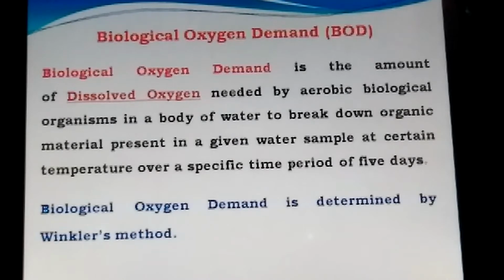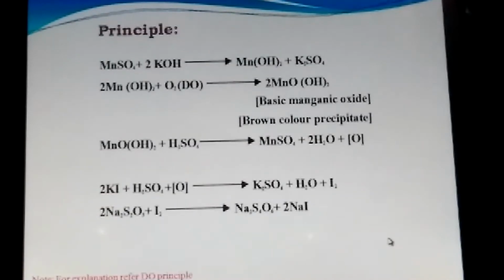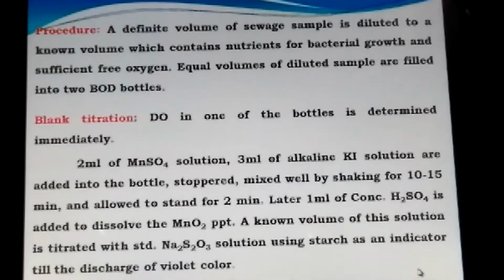So let us learn how to determine this biological oxygen demand present in the water sample. And this is the Winkler's method, as we have studied now in the dissolved oxygen content determination. Same reactions. We'll go to the procedure directly.